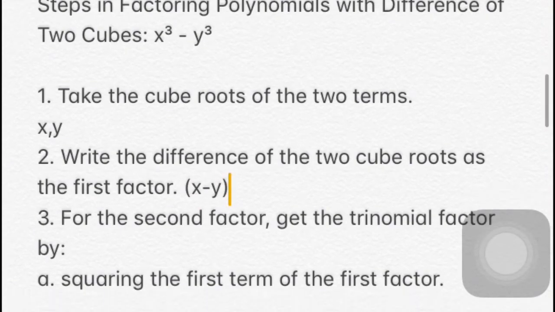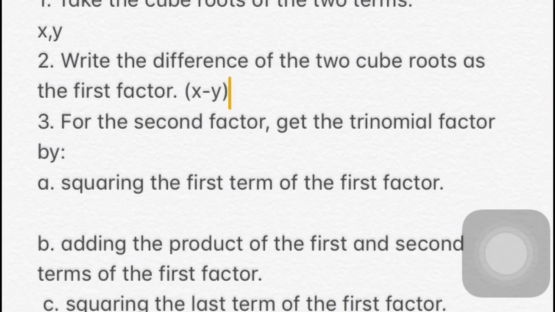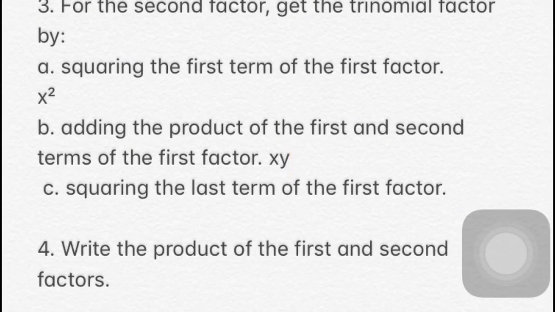Then for the second factor, we're going to get the trinomial factor by first squaring the first term of the first factor. So we're going to square x. This is x squared. Then for the second term, we're going to add the product of the first and second terms of the first factor. So this is x times y. Then the third term of the trinomial will be the square of the last term of the first factor. So we're going to have here y squared.